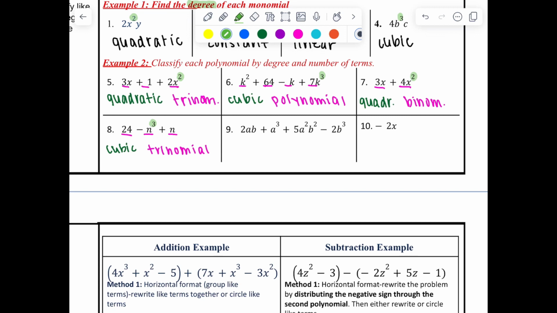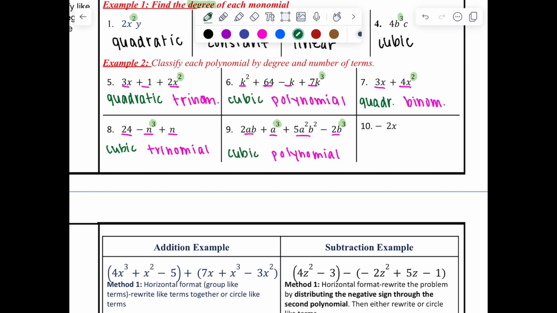Number 9. On number 9, we got a lot going on, but you'll notice that the highest degree that you have is a 3, whether it's an a to the third or a b to the third. It doesn't matter what the variable is that has the highest degree. It just matters that you know when it's a 3, it's cubic. And this time there are 4 terms, so instead of calling it a trinomial, it's a polynomial, because that's the word we use for more than 3. A lot of terms there.